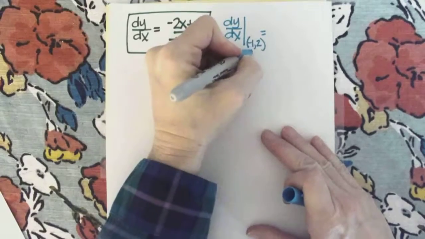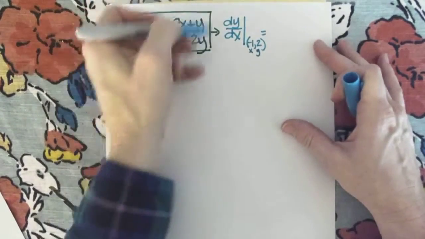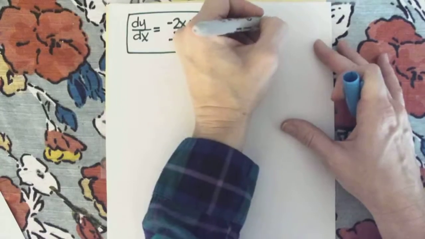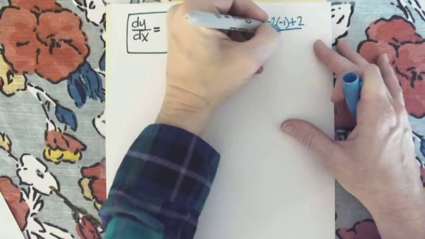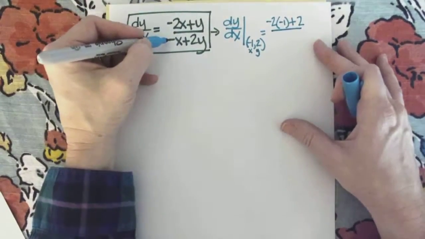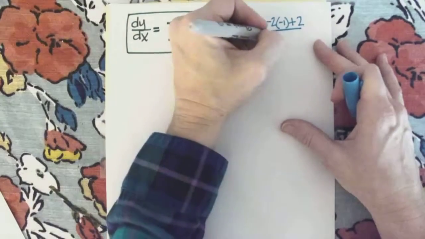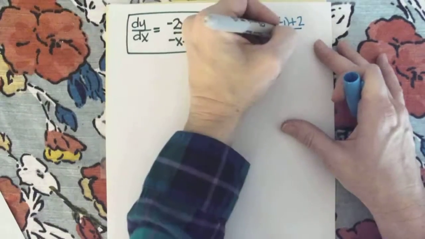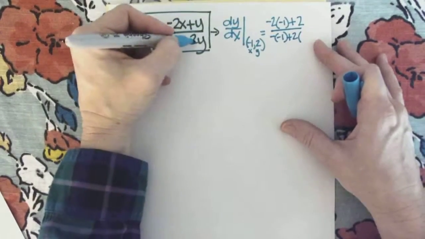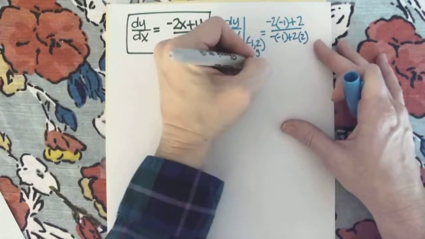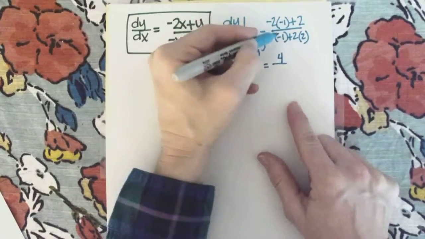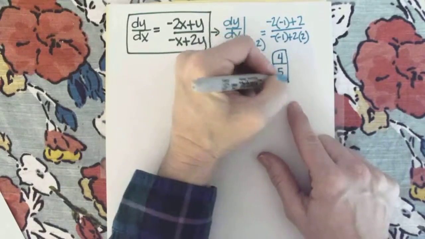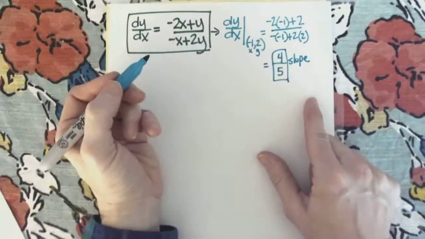I'm going to substitute -1 for x and 2 for y. So following this, I'm going to have -2 times my x, which is -1, plus y, which is 2, over -x, that's the opposite of x, so the opposite of my x, which is -1, plus 2 times my y, which is 2. So that is going to give me a slope of +4 on the top and +5 on the bottom. So this is my slope of the tangent line.